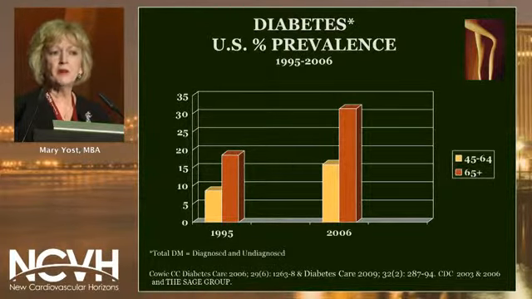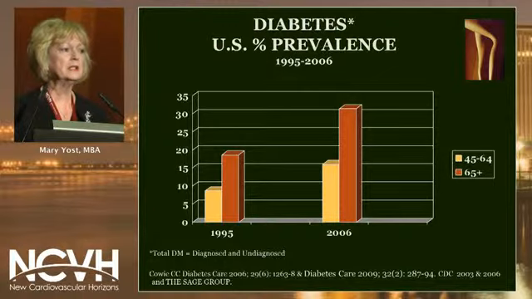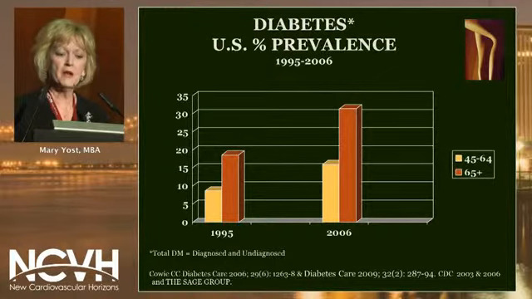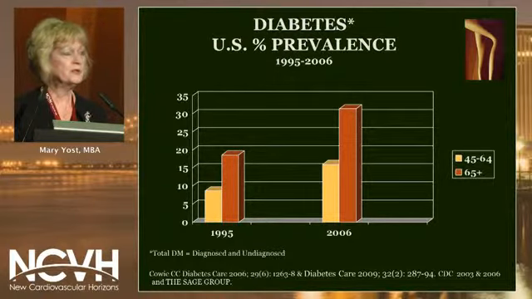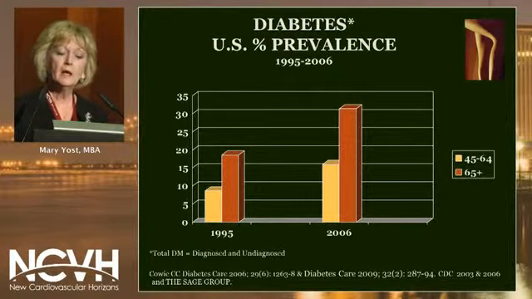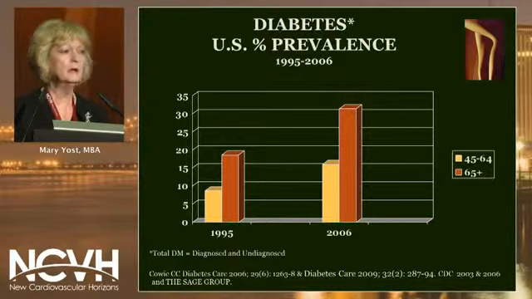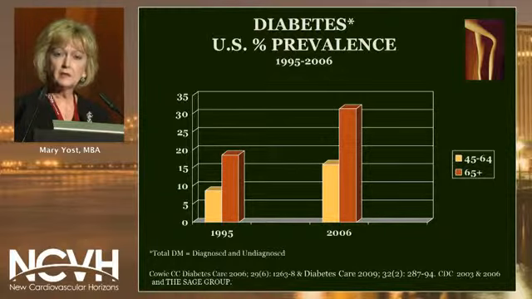If we look at the US prevalence of diabetes, it's increased significantly, particularly in those 45 and older. If you look at this slide, the gold bars are those 45 to 64, and that prevalence has almost doubled since then. It's about 16% now. In those 65 and older, it exceeds 30%, and that also almost doubled.